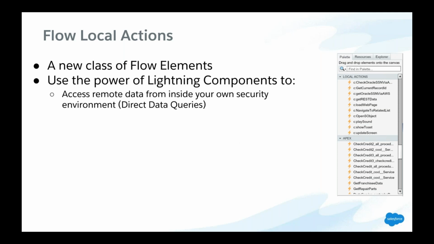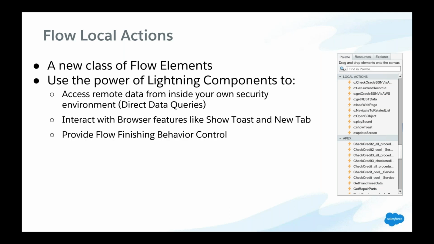So a couple examples of what you can do here: you can access remote data via JavaScript. And because you're using JavaScript, it's executing inside the security envelope of the organization, and you can access local on-premises data or private clouds sometimes in a more efficient manner than if you go out through traditional Apex and holes in the firewall. You can also interact with browser features like show toast and new tab, creating a new tab, loading a page into it, because JavaScript can do that. JavaScript and the browser are on very good terms, and you can get that navigation behavior that I was showing you.